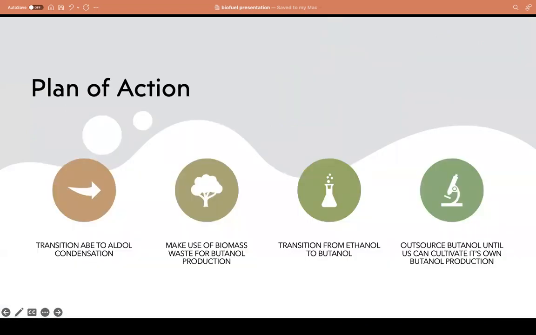And for a bit of plan of action on how this would work, transitioning from the ABE reaction to aldol condensation would provide a higher output of butanol while also lowering costs. Using biomass waste for butanol production, similar to Malaysia, would also be helpful. And as I mentioned before, transitioning from ethanol to butanol is more ecologically effective. And outsourcing butanol until the US can cultivate its own would also be very helpful.